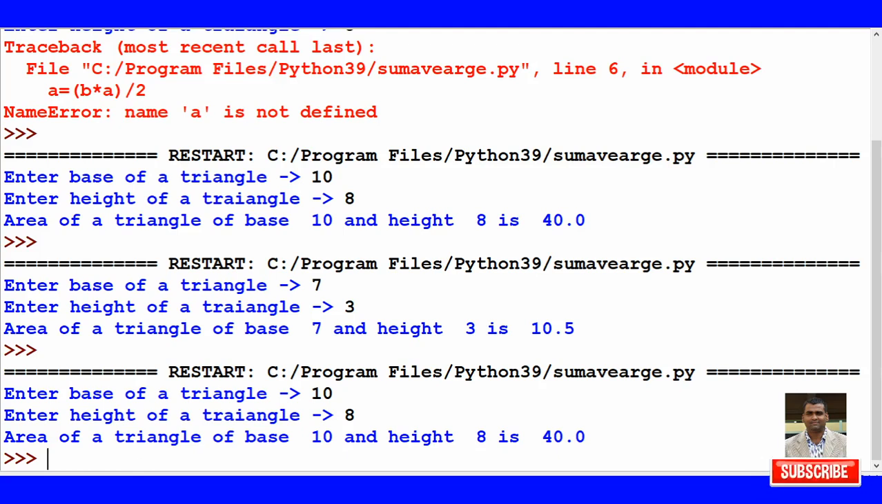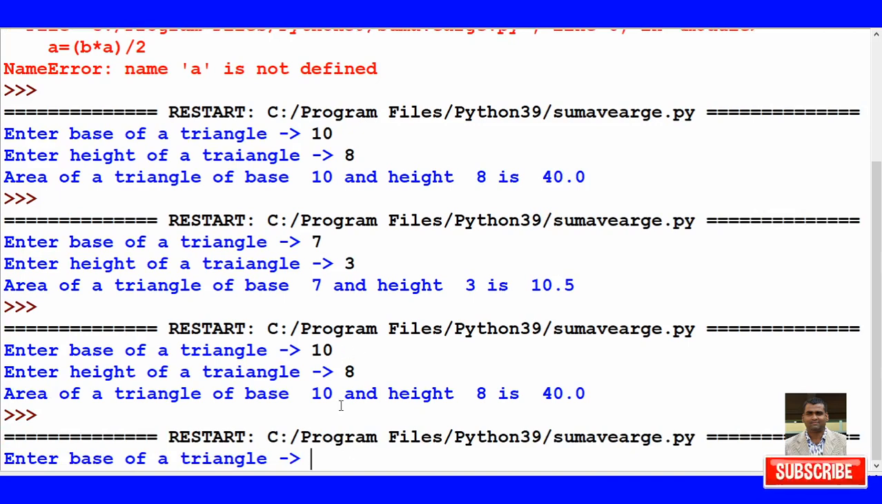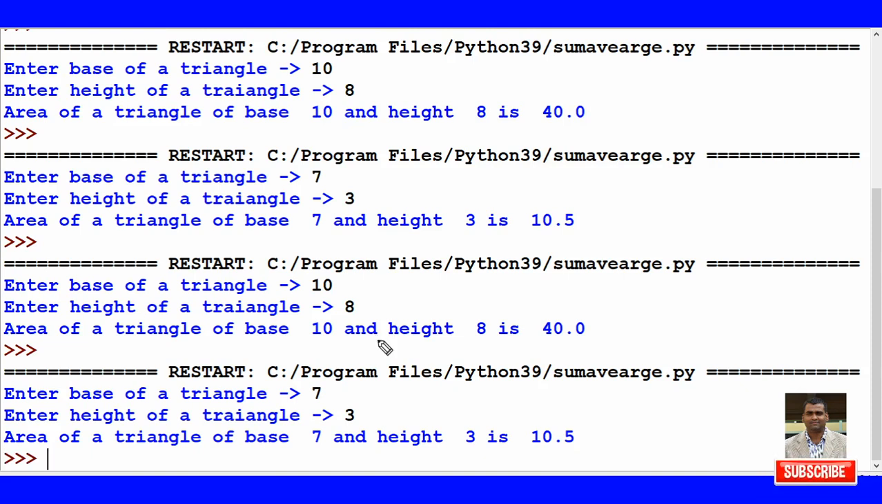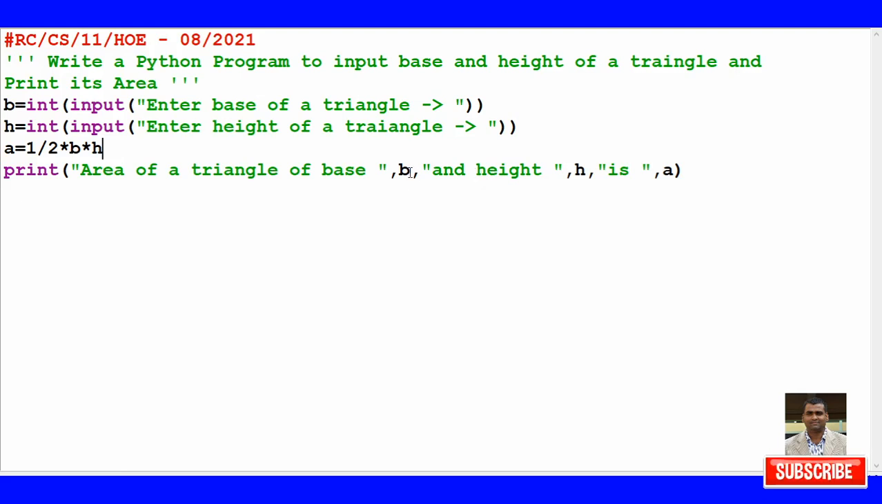One more time I'm going to run with 7 and 3. Here I'm entering 7, and then 3. Now check it out. The answer is coming the same every time. Meaning that expression is also correct. So this expression is also correct, half into base into altitude, and the earlier one that I had written is also correct. I hope you have understood how to write this expression and how you can write it in Python. All right, try it.